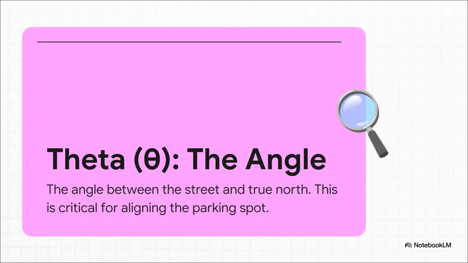Simple, right? Now, that first key ingredient is something called theta. It's just a fancy math term for the street's angle relative to north. And this is absolutely critical. If you get this angle wrong, your parking spot is going to be crooked and totally useless. Everything else the algorithm does depends on getting this rotation perfect.